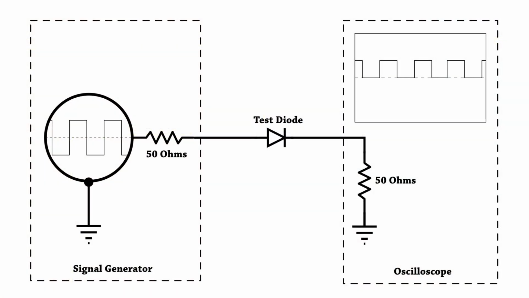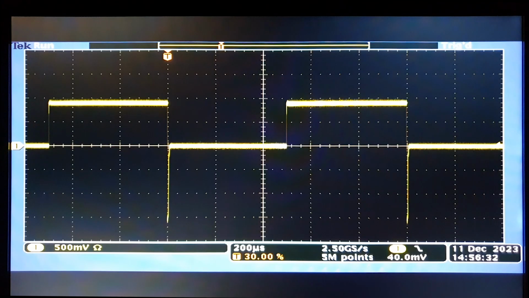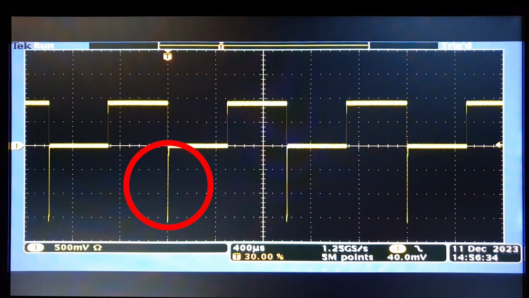I made this little test circuit here that basically sends a bipolar square wave through a diode to my oscilloscope. What we should see is the diode blocking the negative portion of the waveform, only conducting on the positive half where it is forward biased. But what are these little jaggy spiky things here hanging off the negative edge?